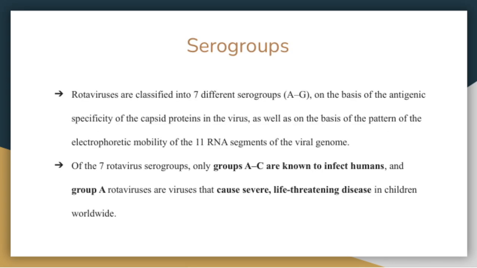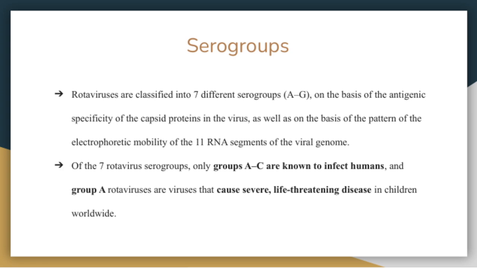Rotaviruses are classified into 7 different serogroups, labeled A through G. This classification is based on the antigenic specificity of their capsid proteins, which are key to how the immune system recognizes the virus. Additionally, the classification considers the pattern of electrophoretic mobility of the 11 RNA segments in the viral genome, which provides a genetic basis for distinguishing these groups.